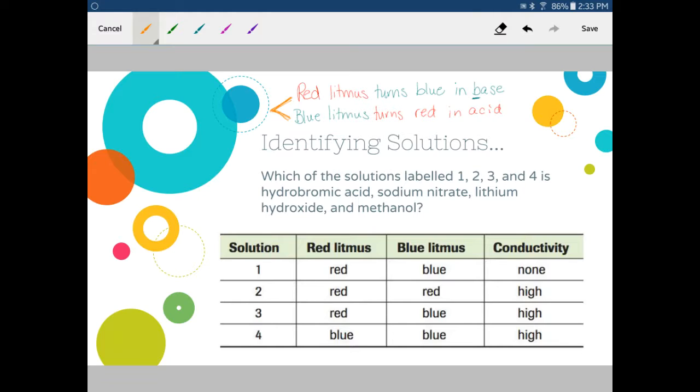Another test that we can do is this conductivity test. We know that ionic compounds, or acids or bases, will conduct electricity in a solution. So that's going to help us identify some of these solutions. So this is what we call qualitative analysis. This is qualitative.